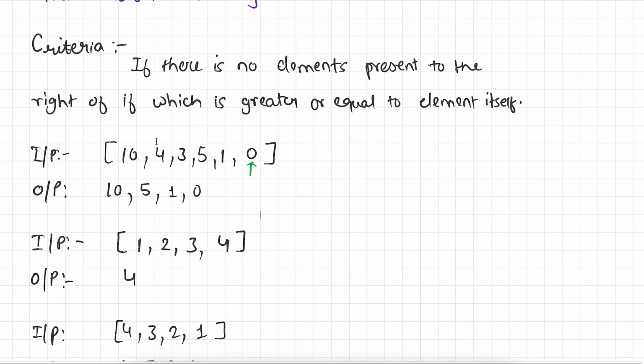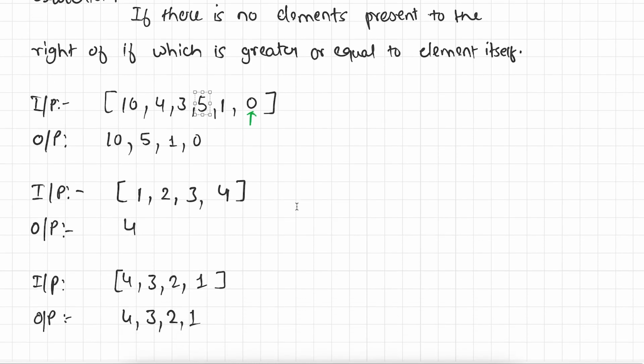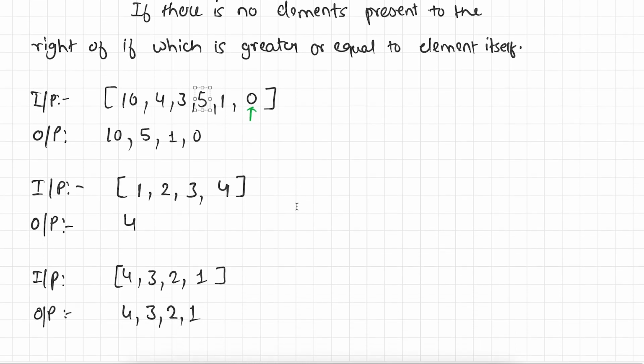But 4 and 3 are not leaders because if I consider 4, there is an element 5 that is greater than 4. And if I consider 3, there is the element 5 that is greater than 3. So the output for this input is 10, 5, 1, 0. Okay, now let's move on to the next example.